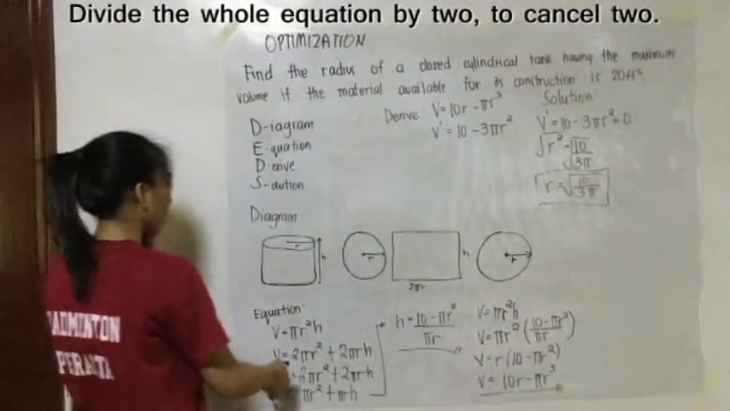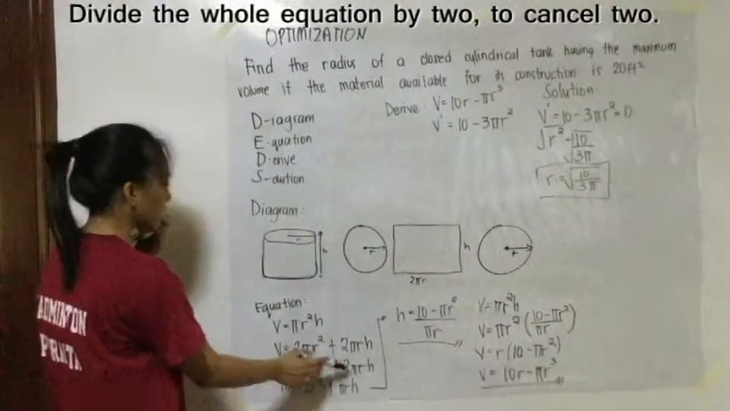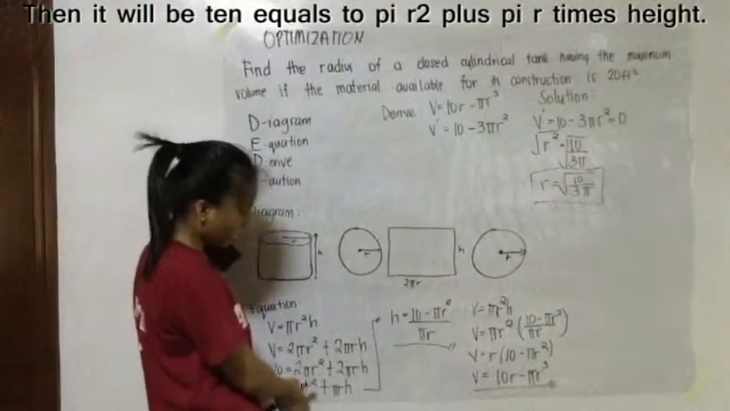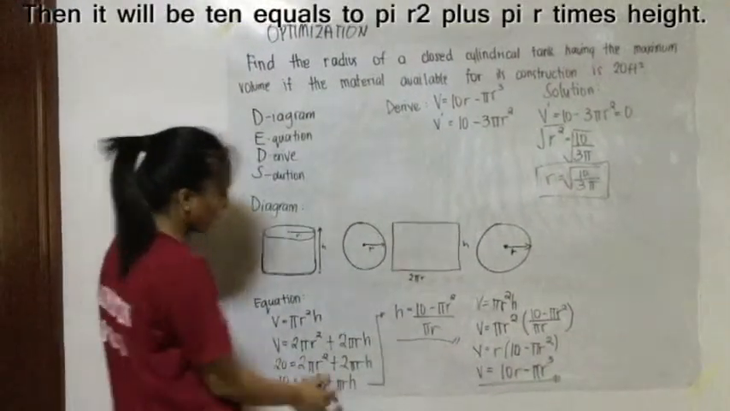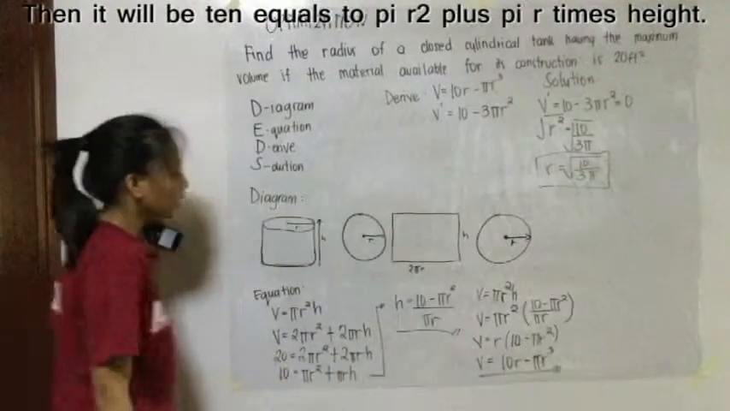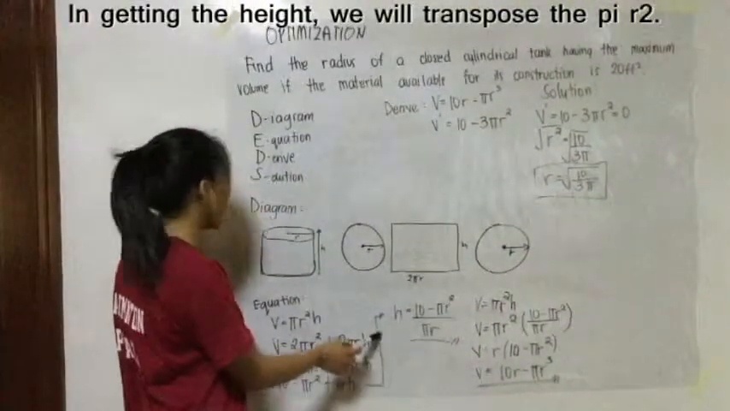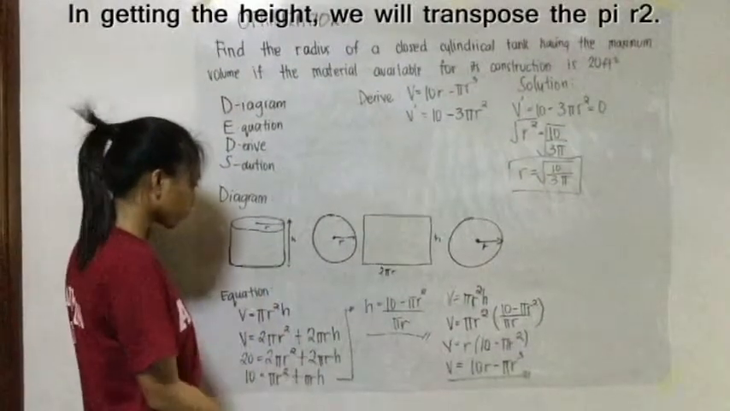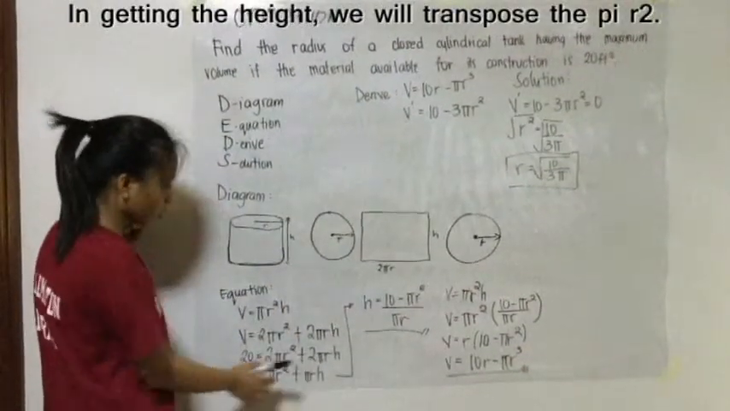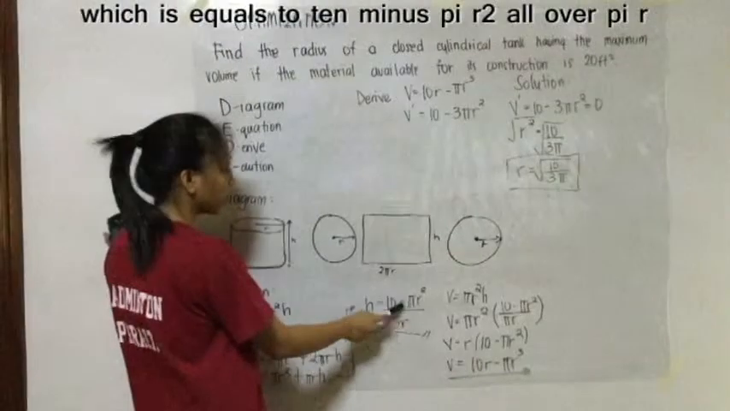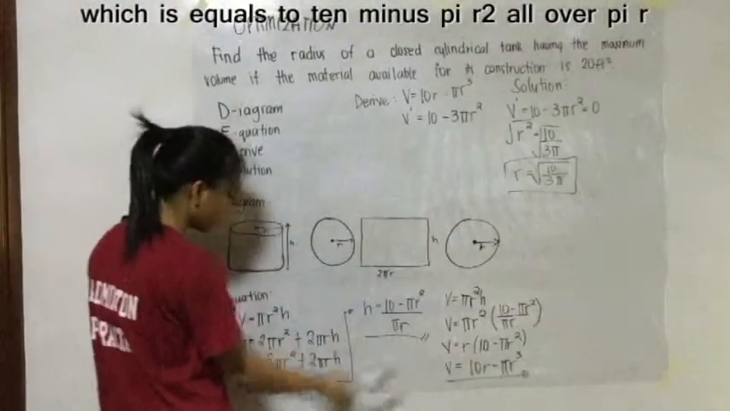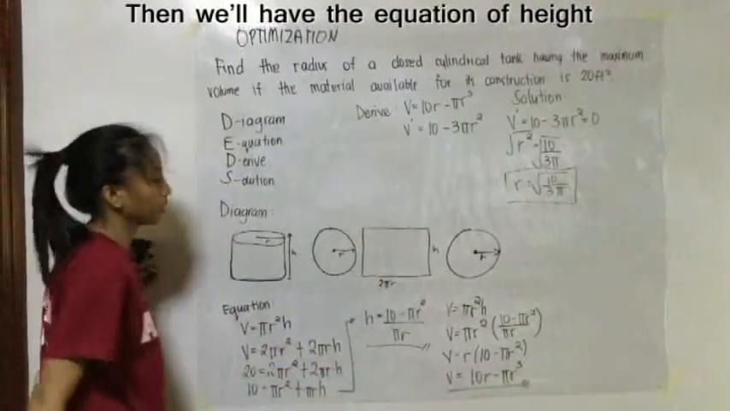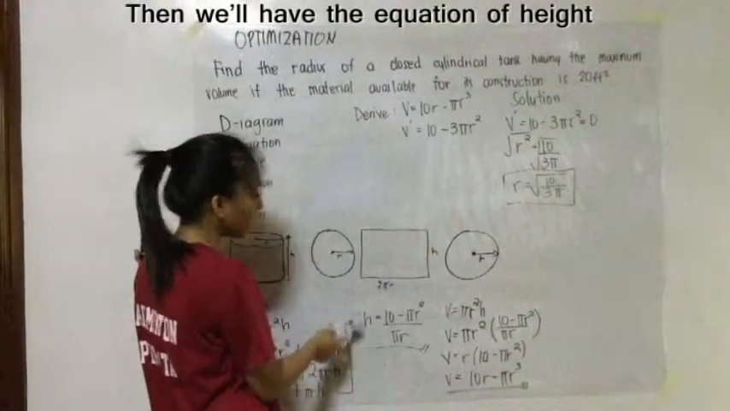So, divide mo sila all over 2 para makancel sila. So, magiging sagot is 10 is equals to pi r squared plus pi r h. Tapos, hinahanap dito is yung h. So, para mahanap yung h, itatranspose mo yung r squared. So, magiging 10 minus pi r squared all over pi r para matira yung h. Tapos, may h ka na.